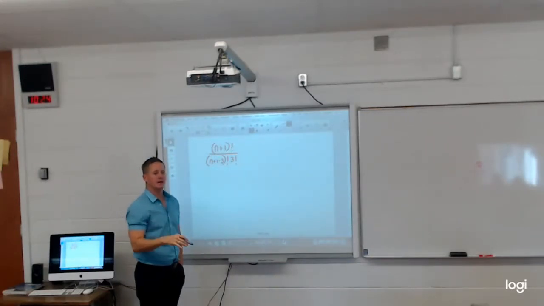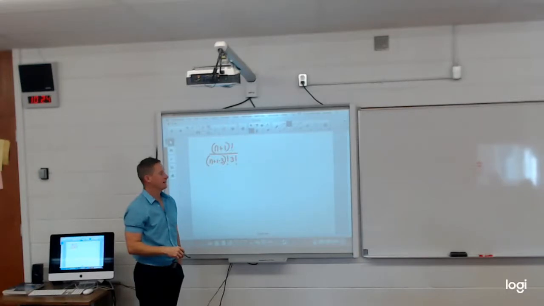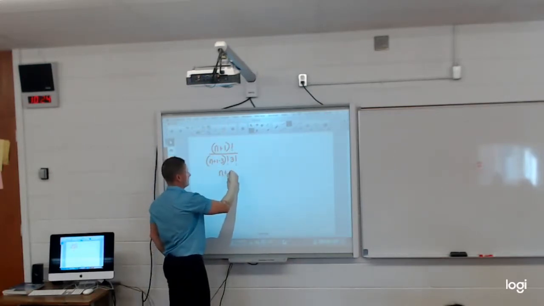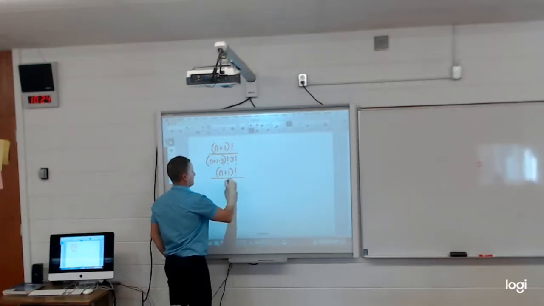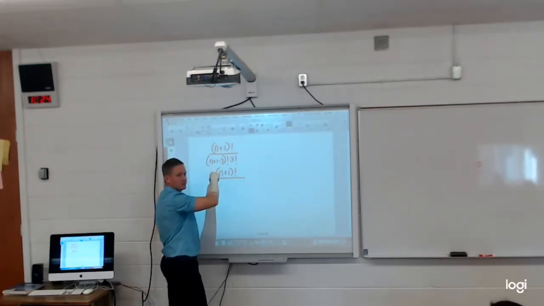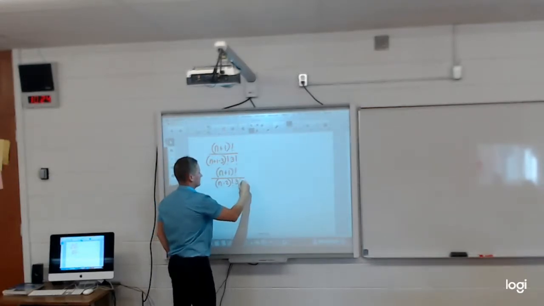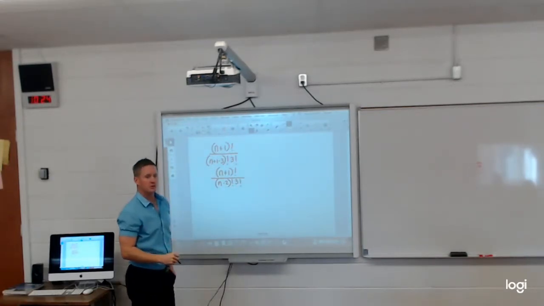Just don't write this down, I just want you to follow, okay? So this is n minus r, right? So n plus 1 subtract 3. So what do I have? N plus 1 factorial on top, right? And on the bottom, what is this? Minus 2 factorial, 3 factorial, just like that. So far, so good.